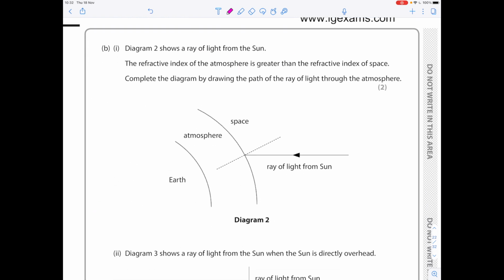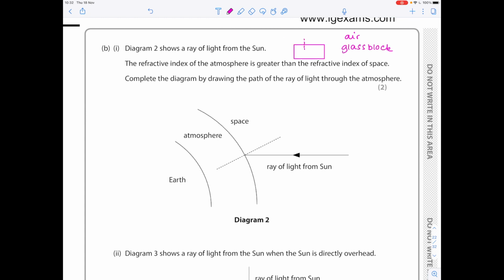Diagram 2 shows a ray of light from the sun. The refractive index of the atmosphere is greater than the refractive index of space. Complete the diagram by drawing the path of the ray of light through the atmosphere. So although this looks complicated, let's use a context that you're familiar with in class, which is air to a glass block.